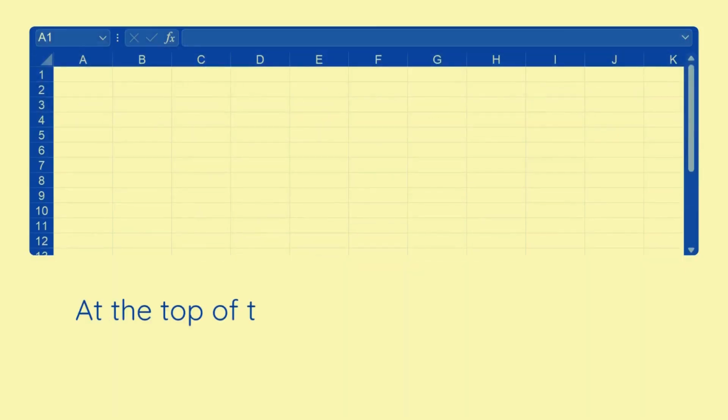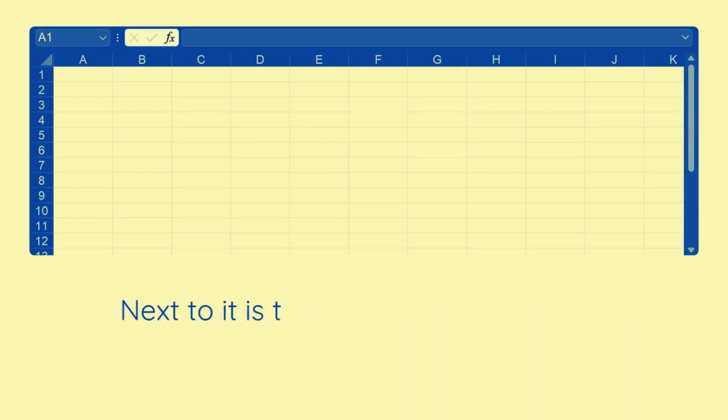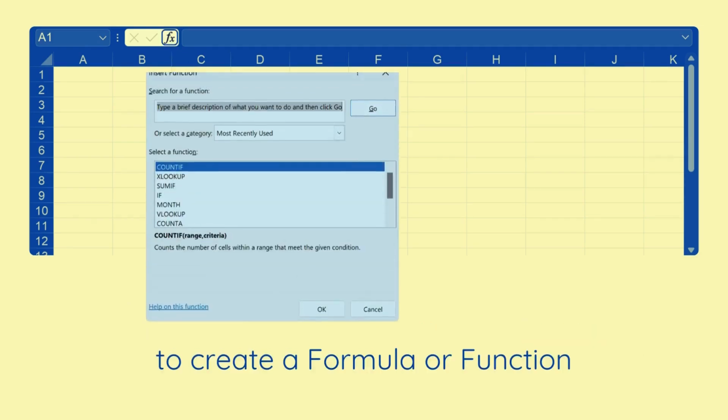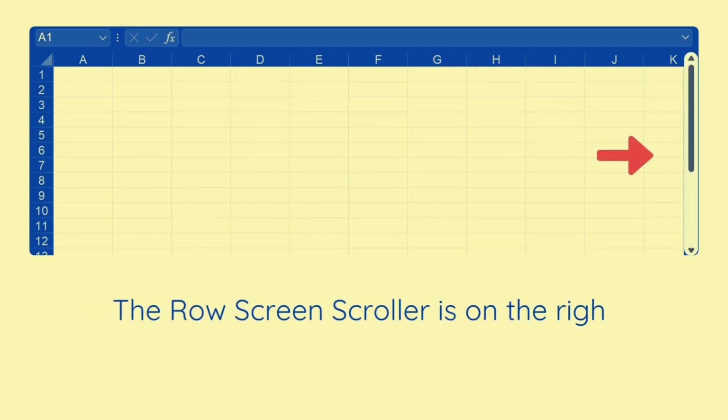At the top of the sheet, there is a name box, a combination of column and row names. Next to it is the Insert Function button to create a formula or function. Then there is the formula bar which displays the contents of the active cell. The row screen scroller is on the right.